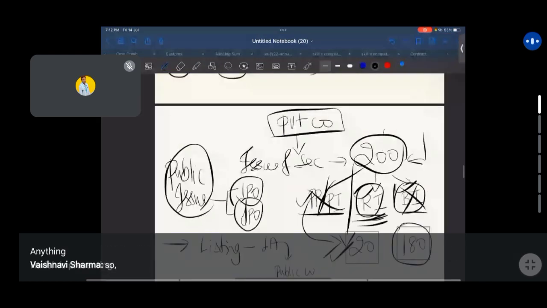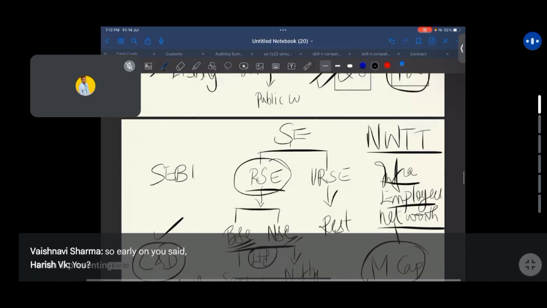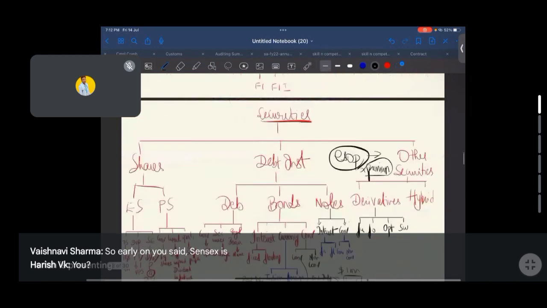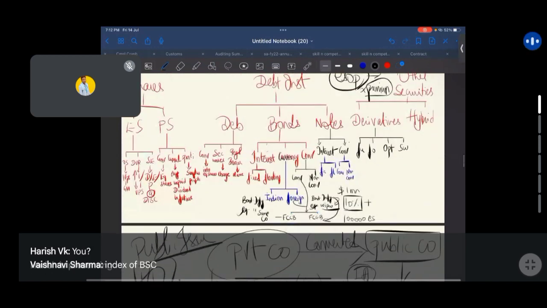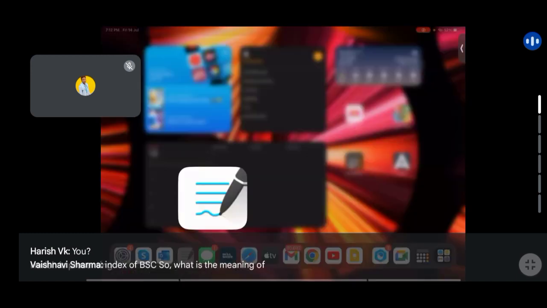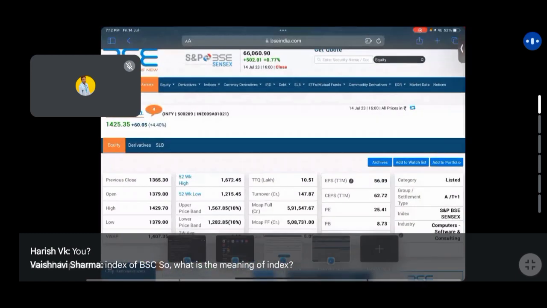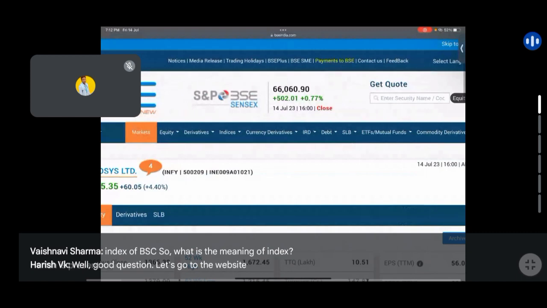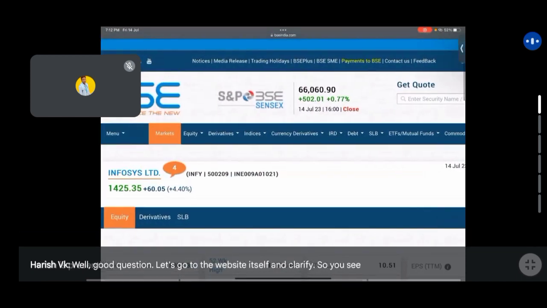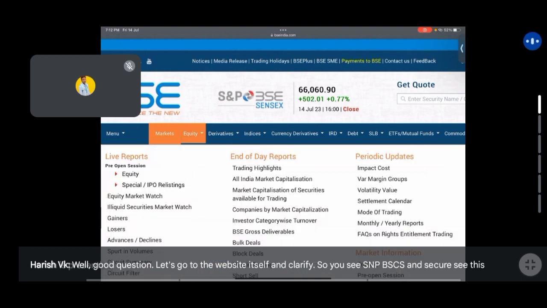Anything else? Earlier you said Sensex is the index of BSE. What is the meaning of index? Good question. Let's go to the website itself and clarify. So you see S&P, BSE, Sensex, you see this? So you click here.